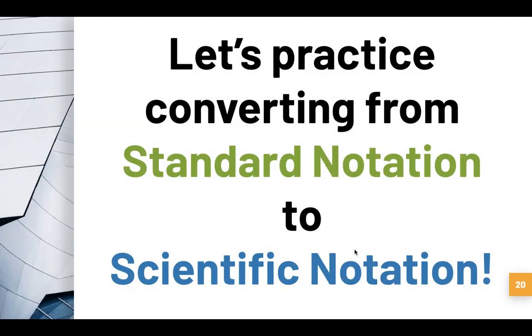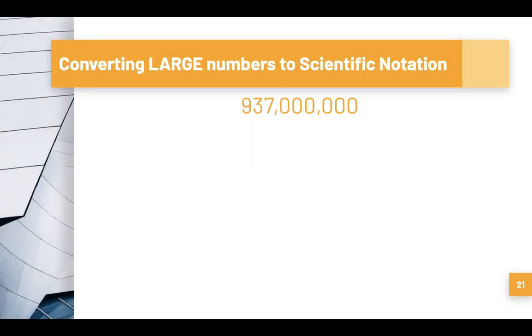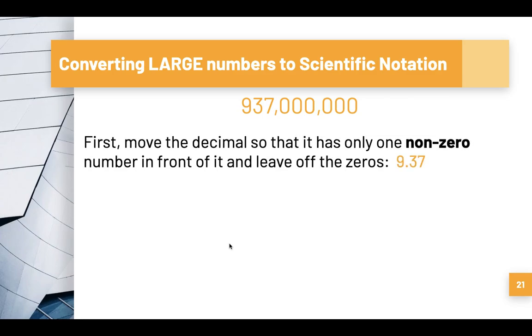So let's practice converting from standard notation to scientific notation. Let's start with converting large numbers to scientific notation. How we'd say this would be 937 million. We don't want to write that full number out. We want to put it in scientific notation. So first we need to move the decimal so that it has only one non-zero number in front of it and leave off the zeros.